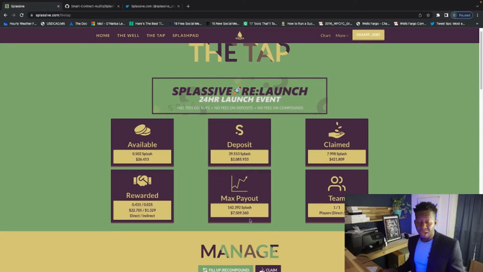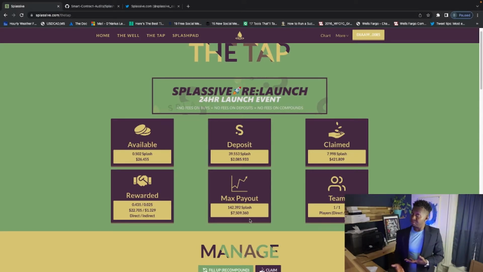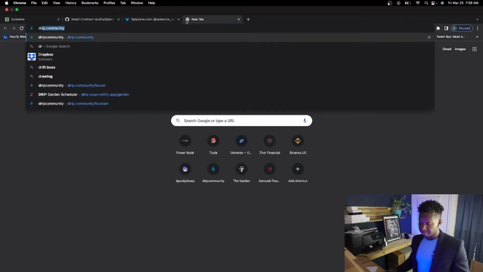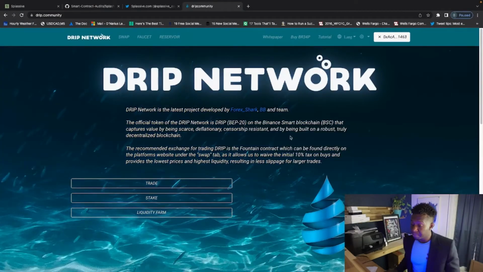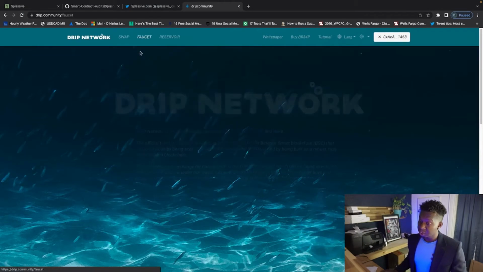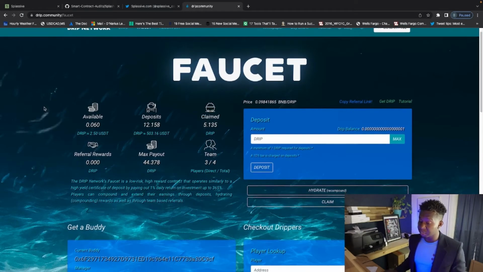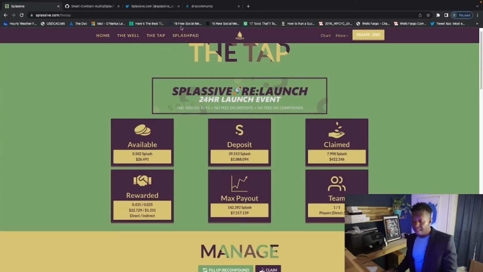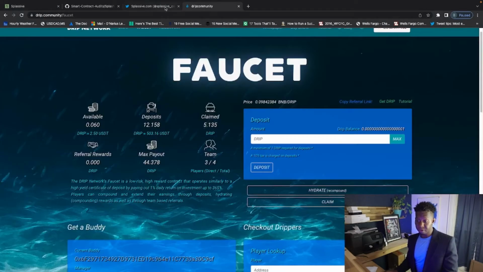The max payout, I love this revamp, because if you look at this UI compared to DRIP, we can go to DRIP right now, guys. It looks pretty. Now, you may not like the colors, but at least it shows some of the components of how much you're getting. So this is my DRIP account. We're quite down in DRIP. But it doesn't show you your max payout with DRIP. You have to do your own math.